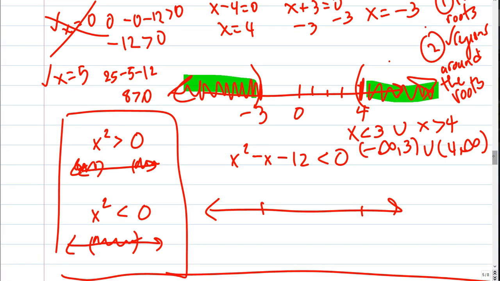What if we had done less than 0? Same answer, same key points. So we're going to have the same -3 and the 4. Well, I would be checking the same 3 points, wouldn't I? I'd still be checking -4.